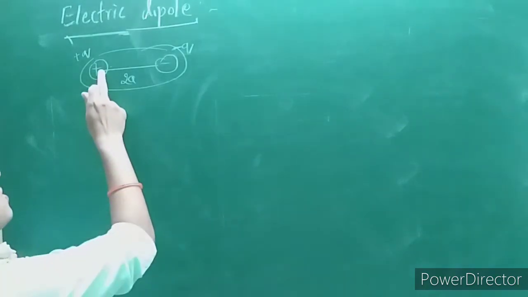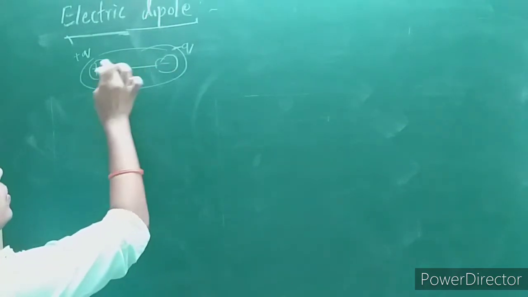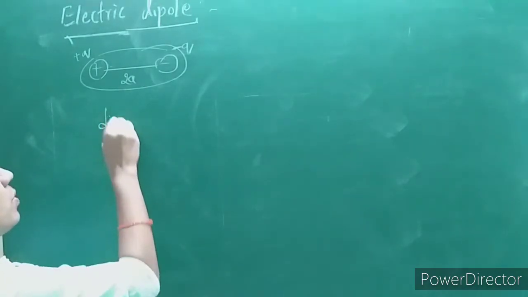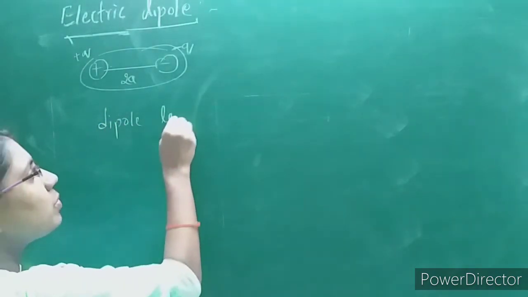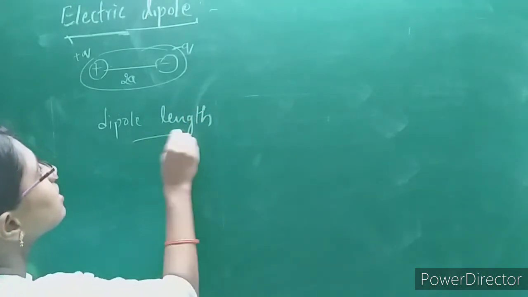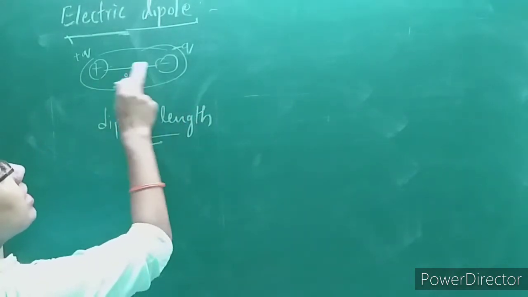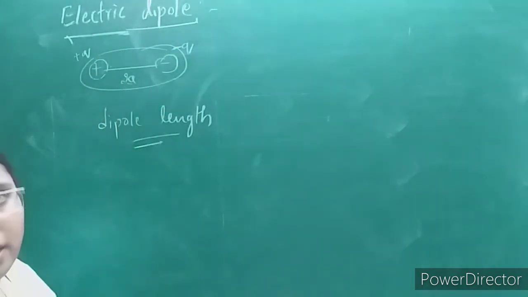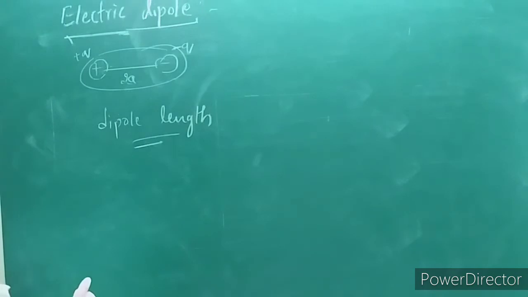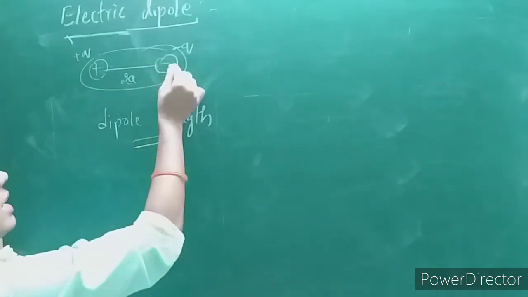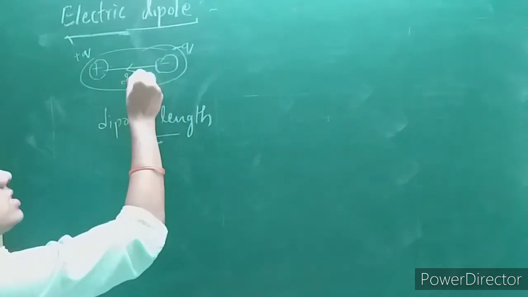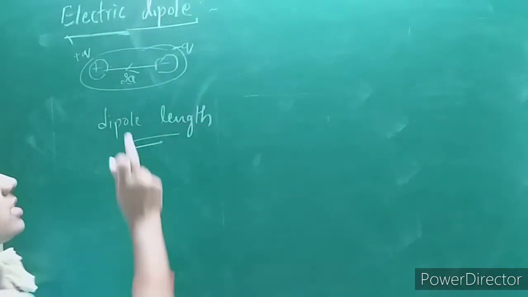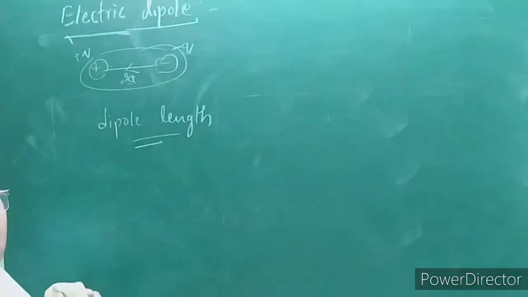And the distance of separation between the two charges in a dipole is called the dipole length. Dipole length means it is the distance of separation between the two charges in an electric dipole. And this dipole length is always acting from negative charge to positive charge. So, the direction of dipole length is always from negative to positive charge.